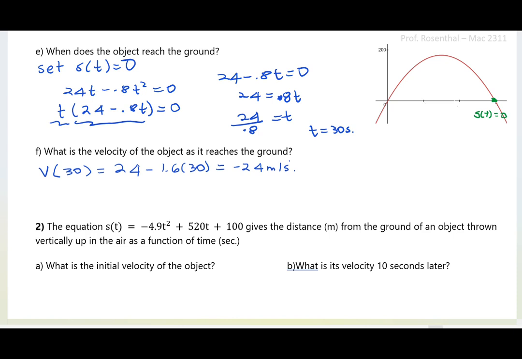So when it's going upwards, the velocity was positive. When it's going downwards, velocity is negative. And if you just take a look over there, at the moment of impact, if you draw the tangent line at that point, what type of a slope would that tangent line have? Positive or negative? Negative, right? And remember that velocity is basically the slope of the tangent line, right? Because it's s prime of t, the slope of the tangent line of the distance function. So it turns out to be negative 24 meters per second.